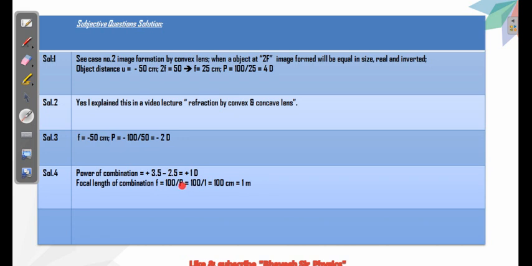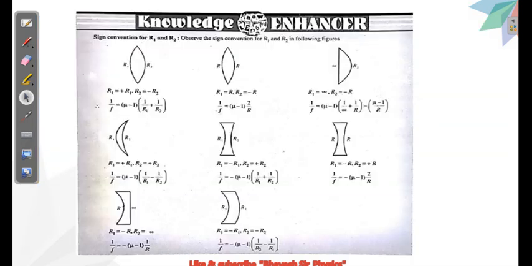Now let's see the sign convention you use when you apply the lens maker formula. Here I am using a very simple concept, and you can also use it. This is our axis, this is plus x and this is minus x. This spherical surface is open up towards plus x, so we will take r1 as plus r. Now this surface is open up towards negative x, so we will take it as a negative r.